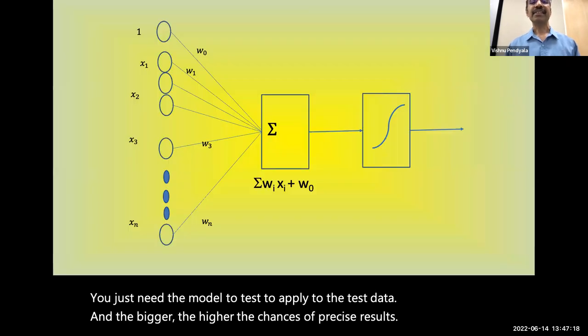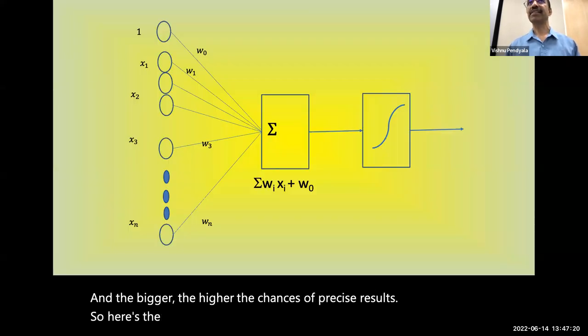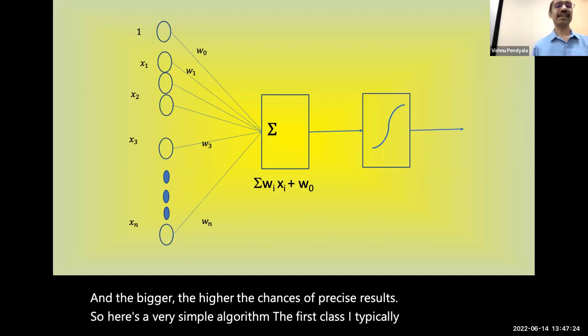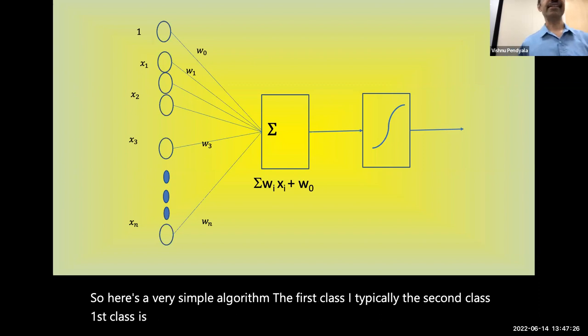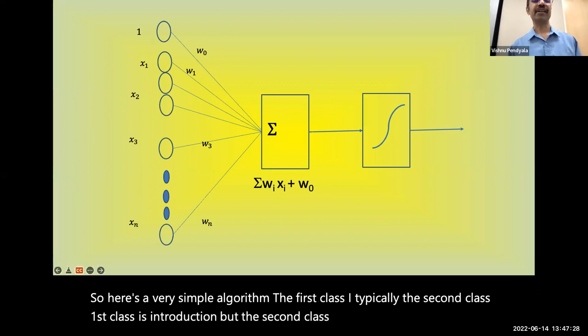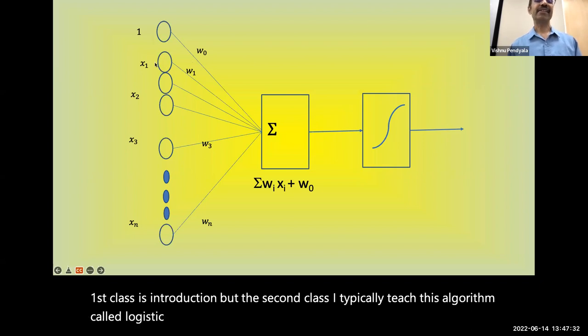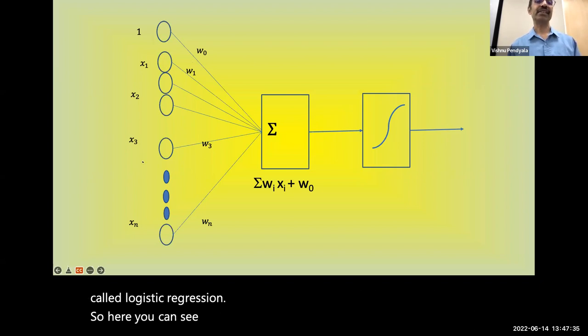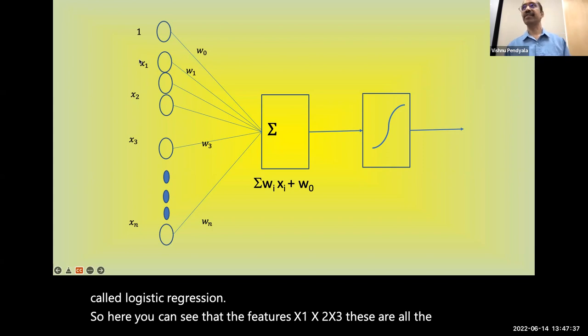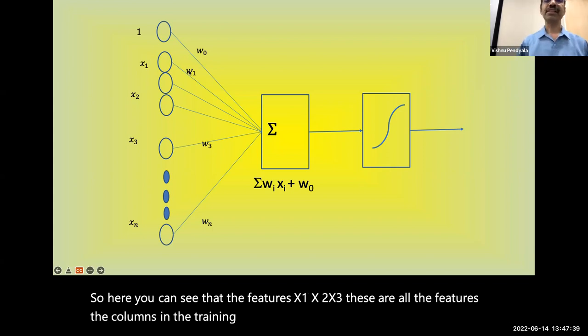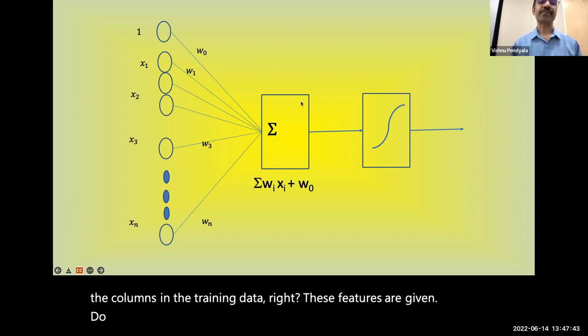So here's a very simple algorithm. The first class is typically an introduction, but in the second class I typically teach this algorithm called logistic regression. So here you can see that the features x1, x2, x3, these are all the features, the columns in the training data, right? These features are given to a summation box.